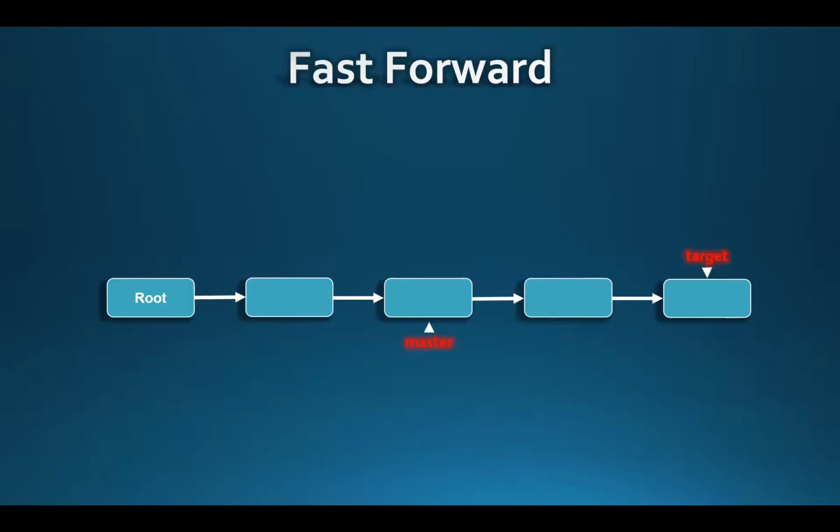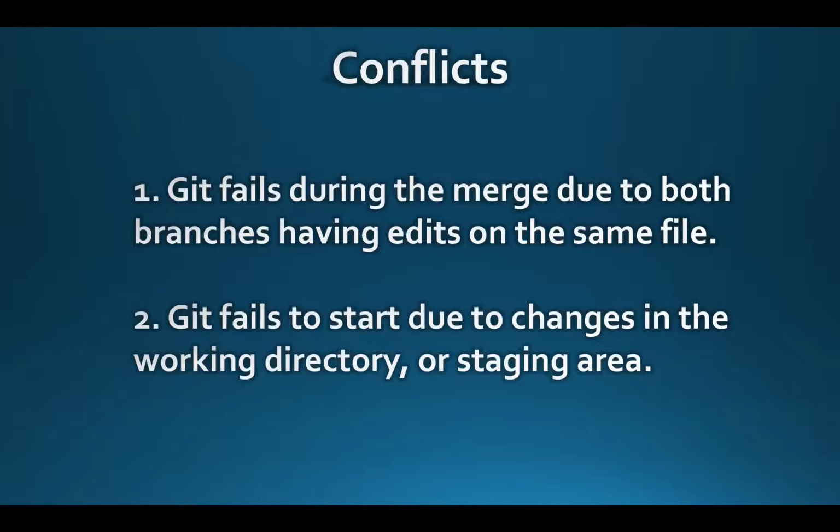However, there are two conflicts that can occur. So Git fails to merge due to both branches having edits on the same file. That means you have a file in one branch that you've changed, and the same file that exists in another branch with the same name, you've also done edits to. This is the most common conflict. The other conflict that can occur is Git fails to start due to changes in the working directory or staging area. The difference with this one is you haven't committed the changes to a branch, and Git would overwrite changes that haven't been saved. So Git won't start the commit.